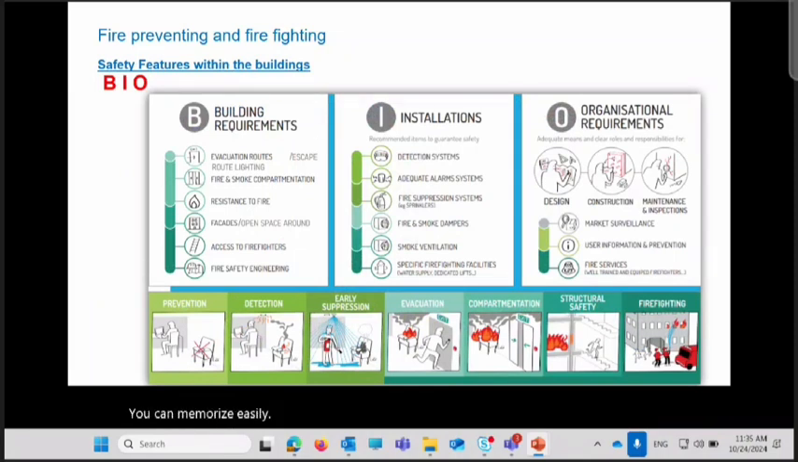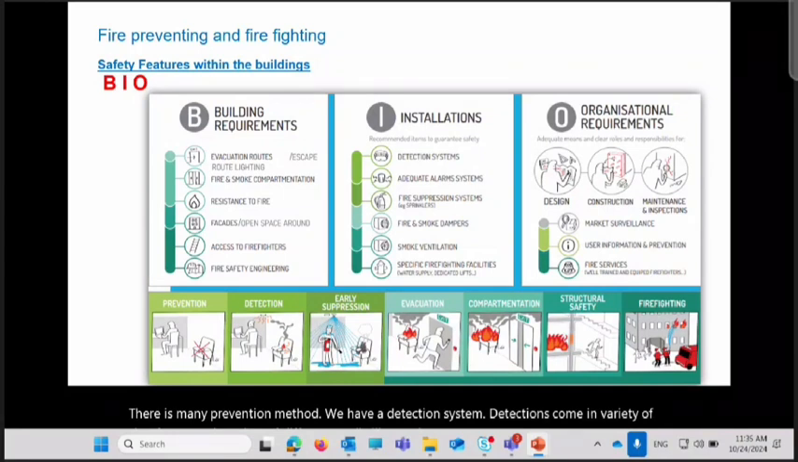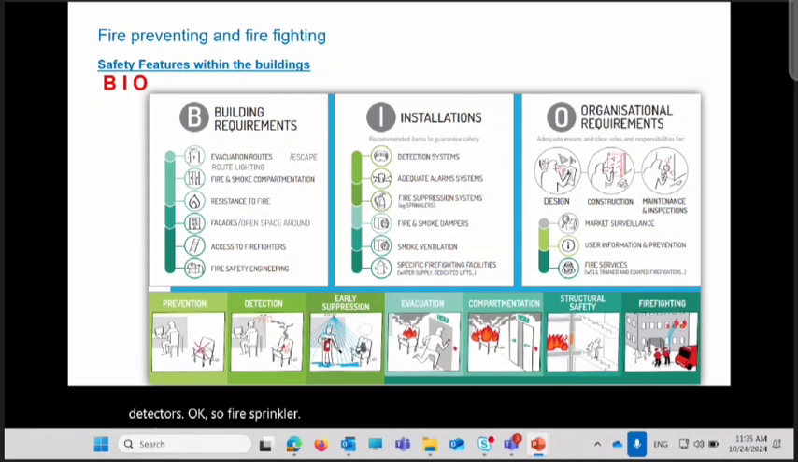There are many prevention methods. We have a detection system. Detections come in a variety of sizes, for example, a variety of different media like smoke detectors, flame detectors, and fire detectors. Okay, so fire sprinklers, smoke dampers, smoke ventilations. These are the installations helping as fire prevention.